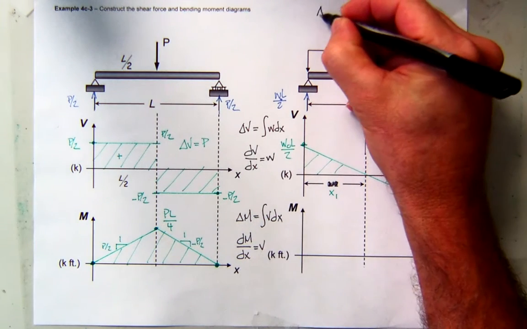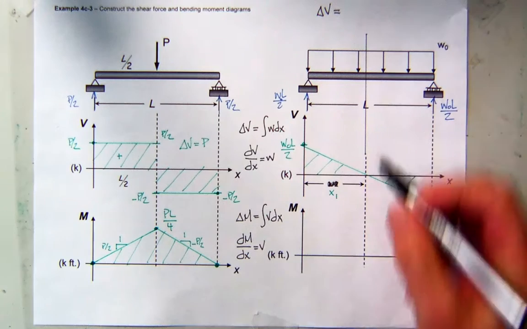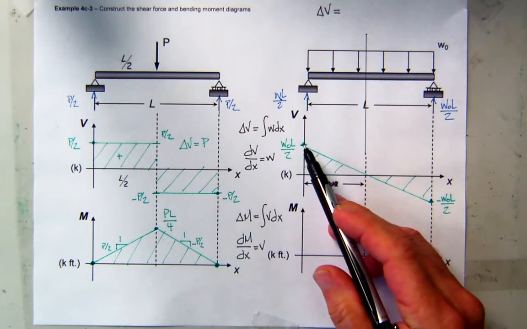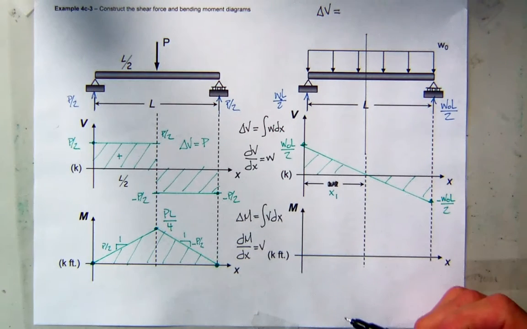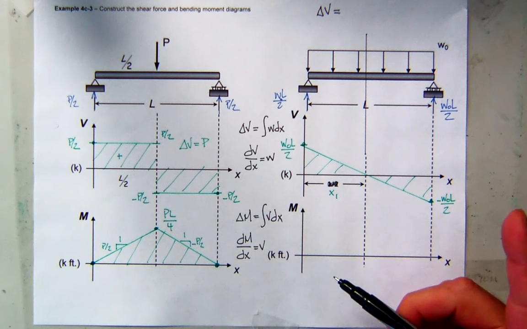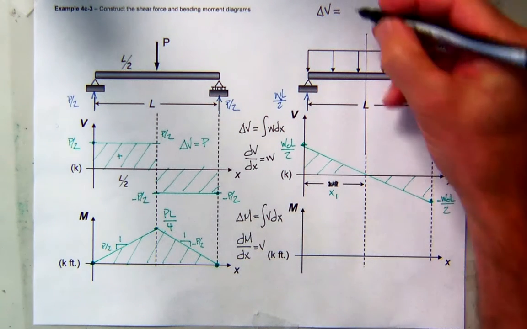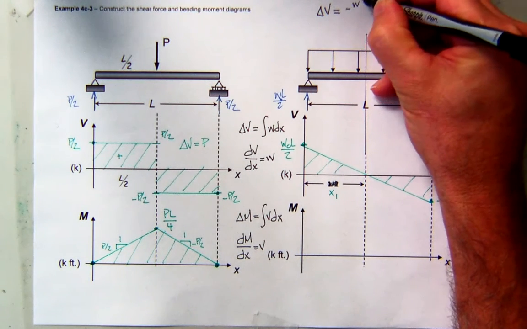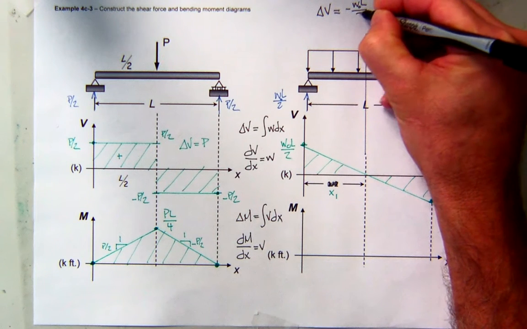I'll say the change in shear. What is the change in shear between here and here? W naught L over 2. But how does it change? Positive or negative? Negative. So the change in shear is minus W naught L over 2.